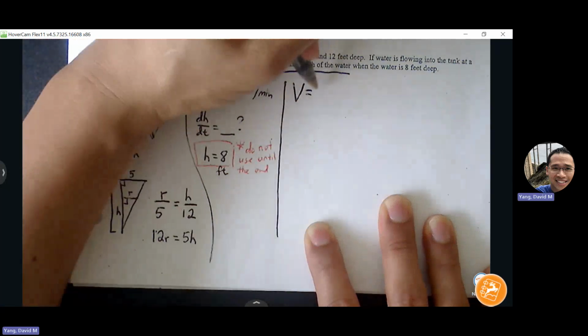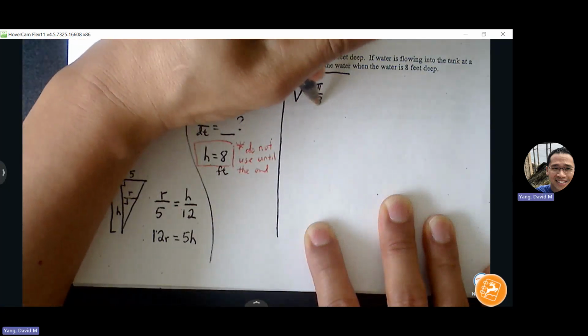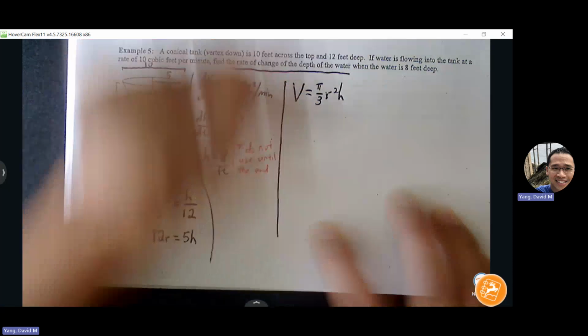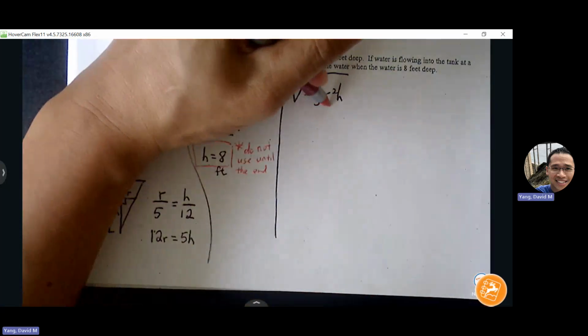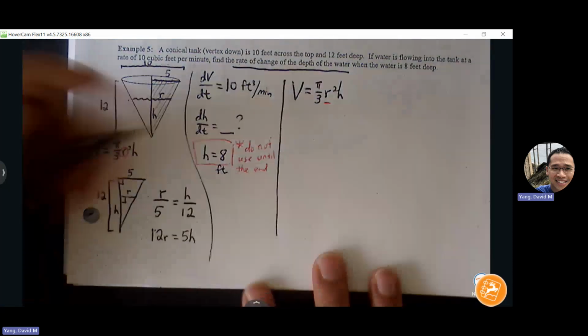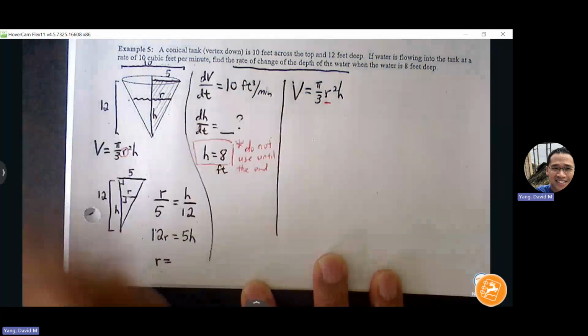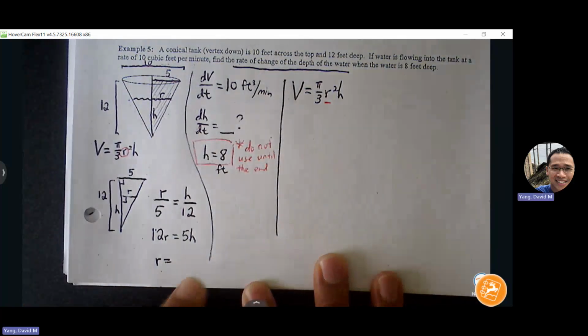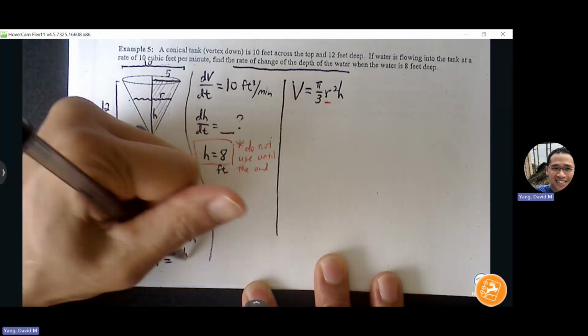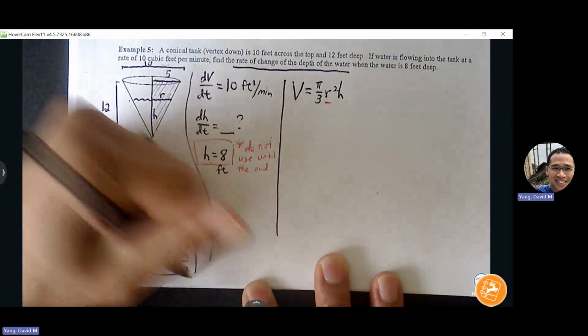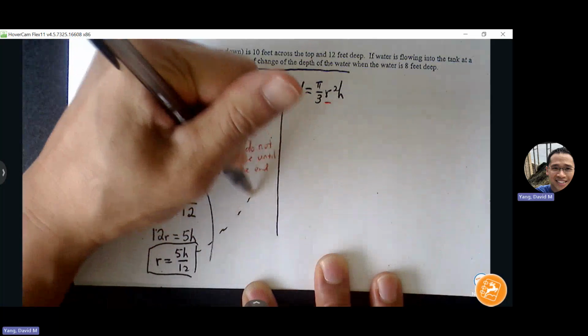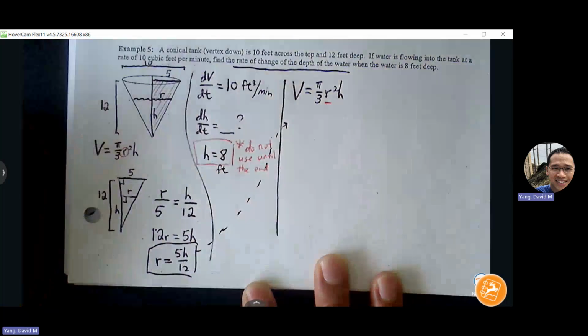V equals pi over 3 r squared h. We want to find a substitution for r. We're going to solve for r here. If I solve for r, what's r equal to? Good. 5h over 12. Okay, so I'm going to put that into the volume equation.